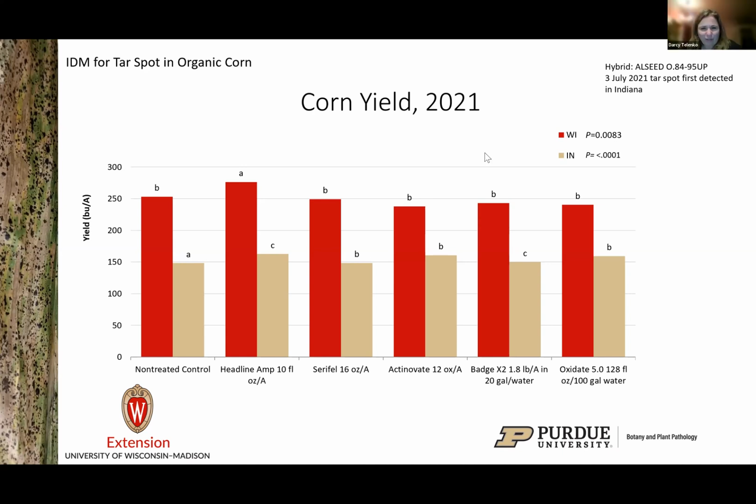And I think actually, so my letters are wrong, but I believe Badge and Oxidate were similar to the Headline, providing, and maybe Actinovate as well, a little yield boost there. I was surprised at some of those and how they turned out. But again, this is one year of data. I want to see multiple years to see consistency. But there may be some options of things that may provide a little more protection and get us some of that yield protection that we're looking for.